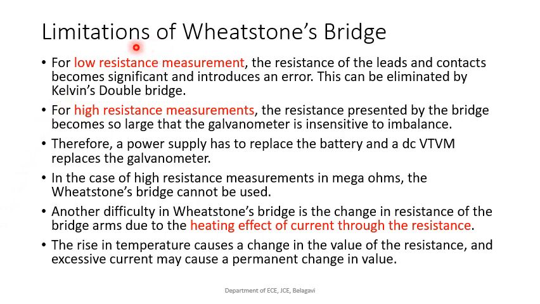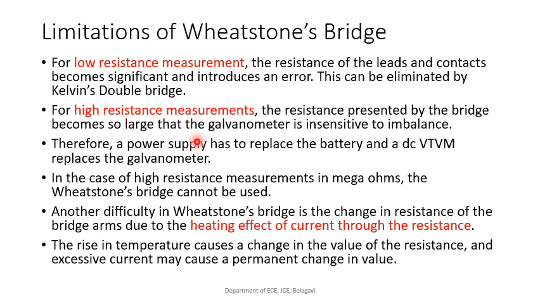The next is, what are the limitations of Wheatstone's bridge? The first limitation is that if you are trying to measure low resistance, like the resistance of leads or contacts, then it becomes erroneous, because the resistance you are measuring has the same value as your contact resistance, and that will introduce error. In the same way, it cannot measure a very high resistance.